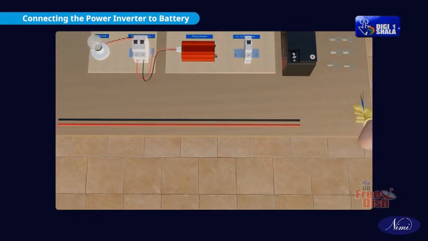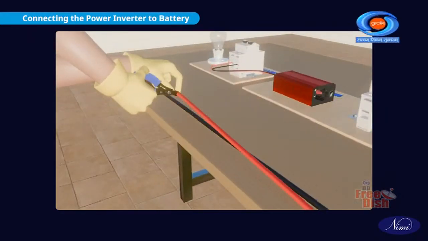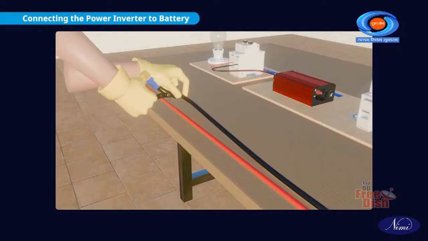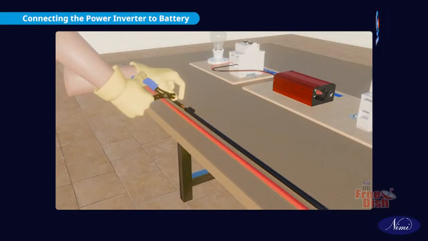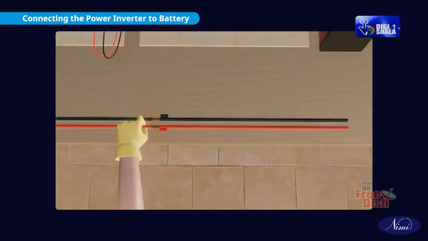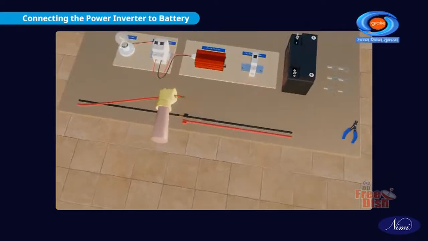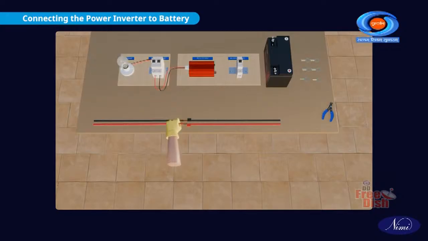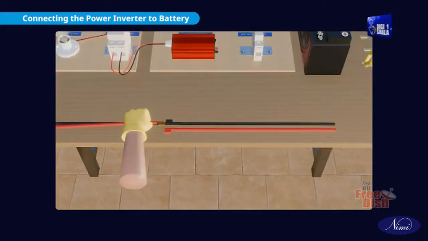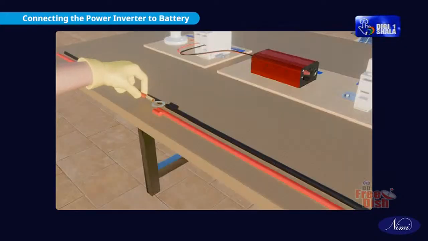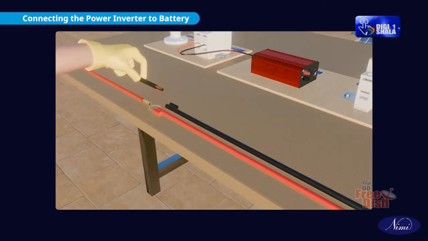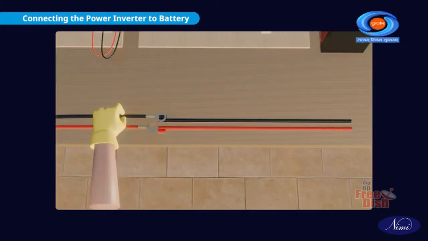Measure and cut 2 lengths of electrical wire. Remove insulation and prepare for connecting the battery to the inverter and the DC circuit breaker. Use crimping tool with correct slot. Crimp the lugs on one end only of both wires.